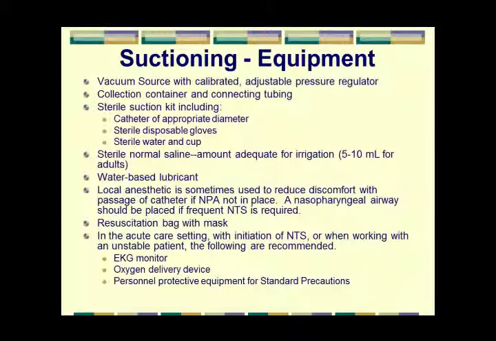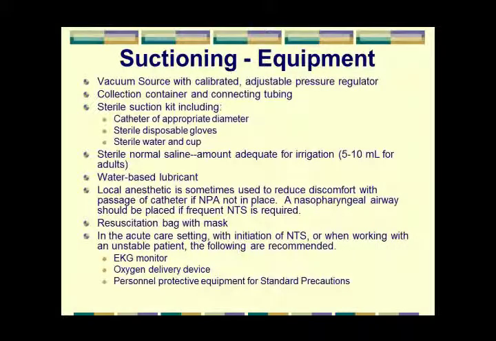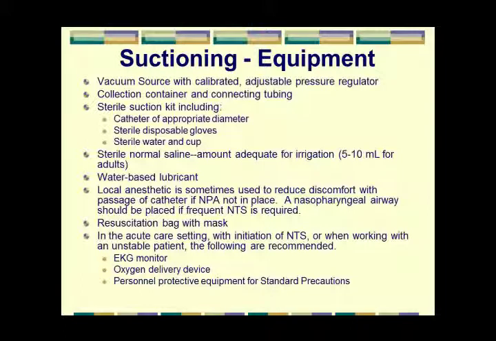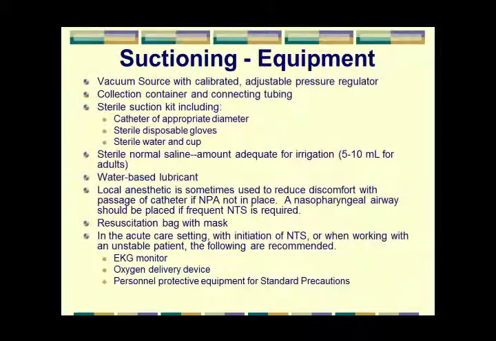What kind of equipment do we need? Well, obviously you need some kind of vacuum source that has a calibrated regulator that's adjustable as far as the amount of suction pressure that you're going to utilize. You'll need some sort of collection container and tubing that leads to that, so you don't want it lying on the floor. You want it someplace. And we're going to use a sterile suction kit that has a catheter of appropriate diameter, a pair of gloves, and sterile water and cup.